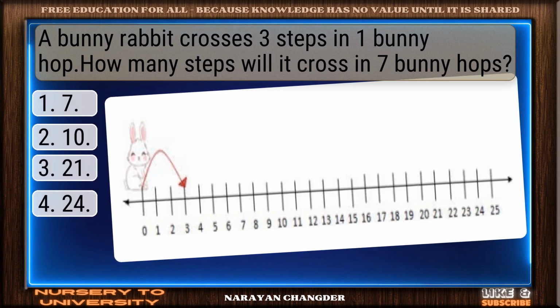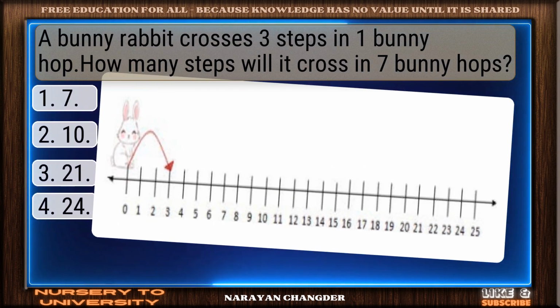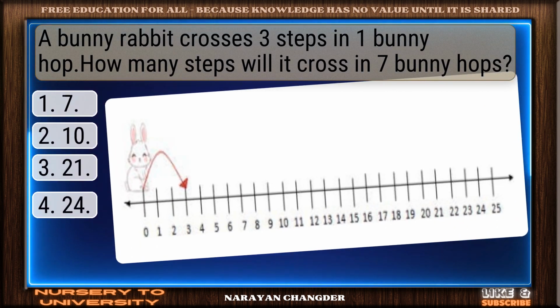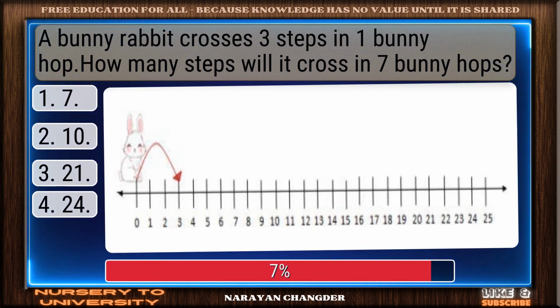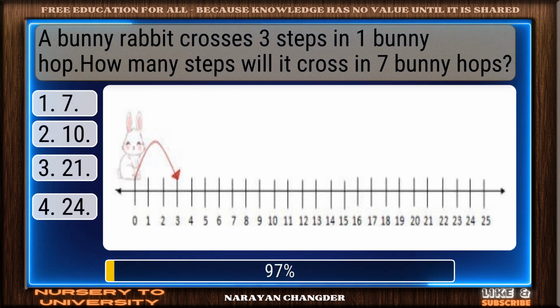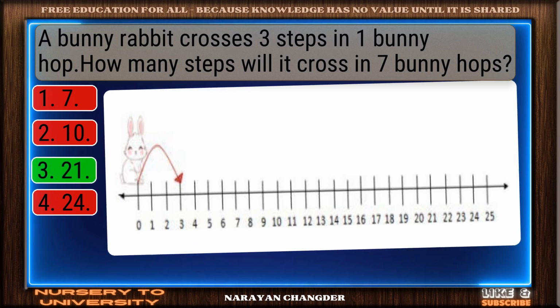A bunny rabbit crosses 3 steps in 1 bunny hop. How many steps will it cross in 7 bunny hops? Correct, 21 is the right answer.